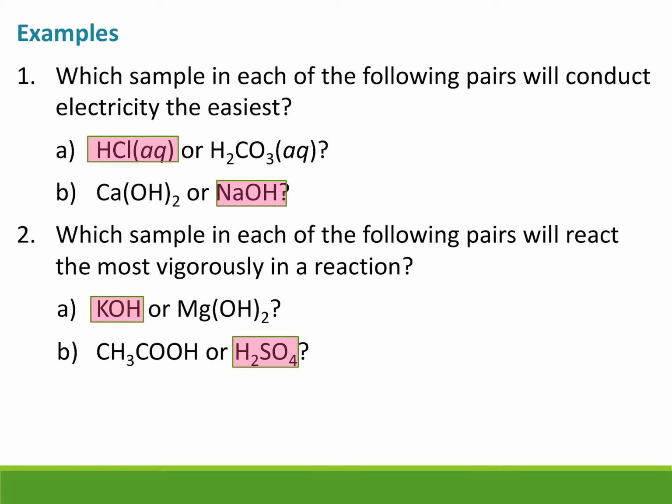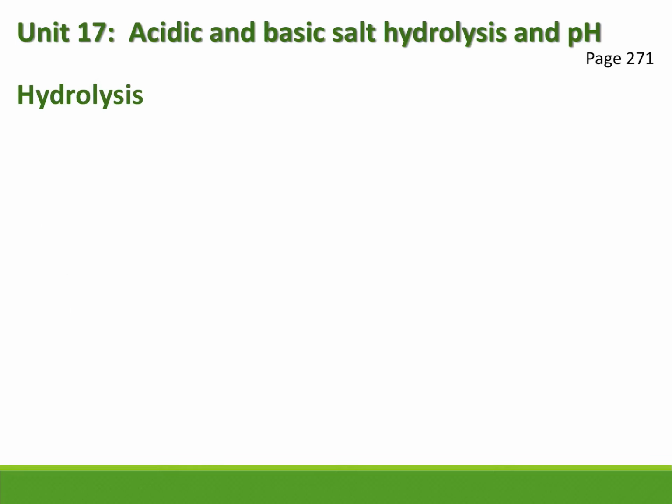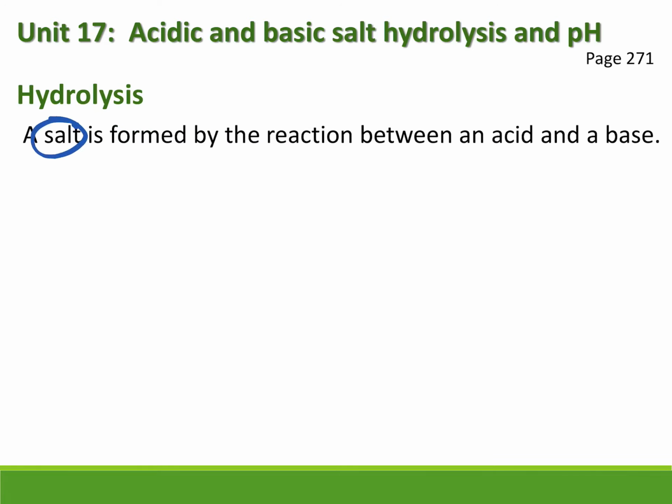Now we're going to go to unit 17, which is hydrolysis. This one's really, really important. So I need you to stay with me here. When an acid and a base react with each other, they form a salt. That salt doesn't need to necessarily be neutral. So we have this idea in our heads that when an acid and a base react, they always give us a neutral solution. That is not true. It all depends on the strength of the acid and the base.